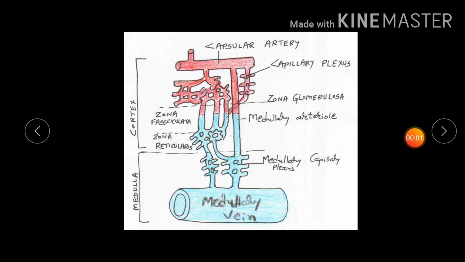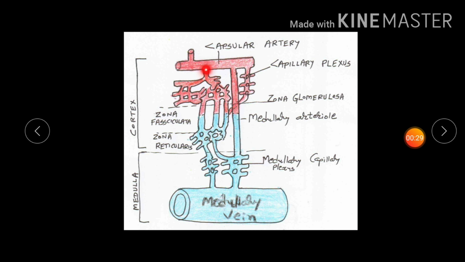So this is the schematic figure to show you the blood supply of the adrenal gland. As you know, the adrenal gland is supplied by the superior, middle and inferior suprarenal arteries, and from these there is an origin of the capsular artery that lies near the capsule. From this capsular artery arise the various cortical as well as medullary arteries.